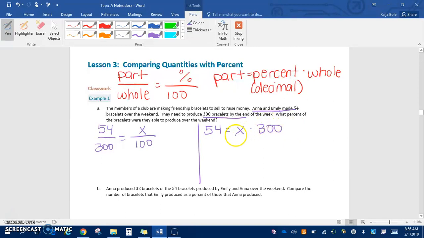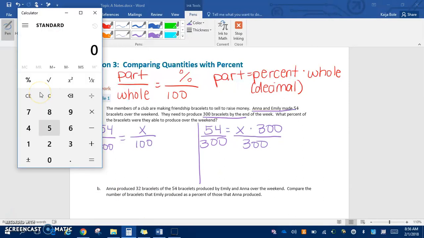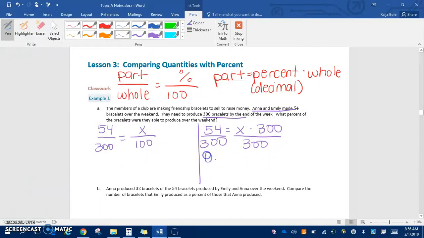I'll solve the equation for this one. So we divide by 300, divide by 300, and if you do 54 divided by 300 in your calculator, you get 0.18 equals x, but we know that's the percent. So we would say 18% of the bracelets. And you would get the same number if you solve the proportion.